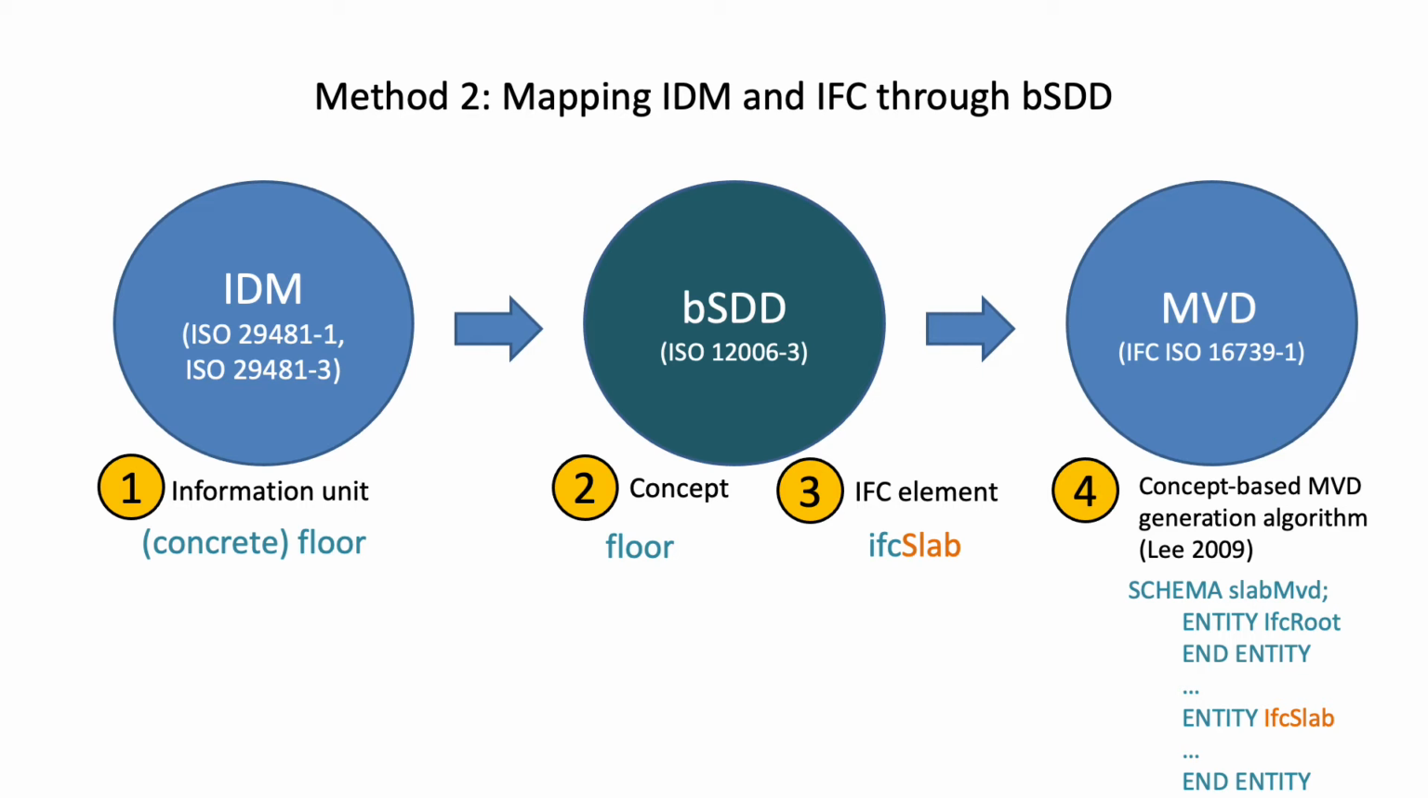So we should be able to find IFC slab even if we don't have the term slab in our definition or in the information unit. So is there a way to find actually synonyms?